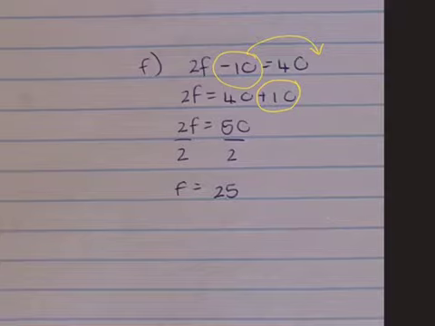Then you end up with 2f by itself equals 50. So to get f by itself, we're multiplying by 2, so we divide by 2 to cancel the 2's. 50 divided by 2 is 25.